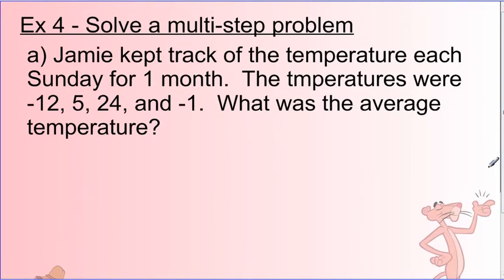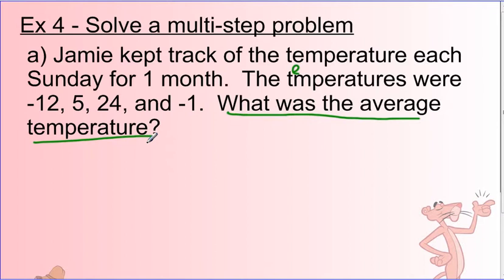Example 4, solving a multi-step problem. It says, Jamie kept track of the temperature each Sunday for 1 month. The temperatures, and temperatures is spelled wrong, T-E-M-P, the temperatures were -12, 5, 24, and -1. What was the average temperature? So the thing it wants us to figure out is, what is the average temperature?